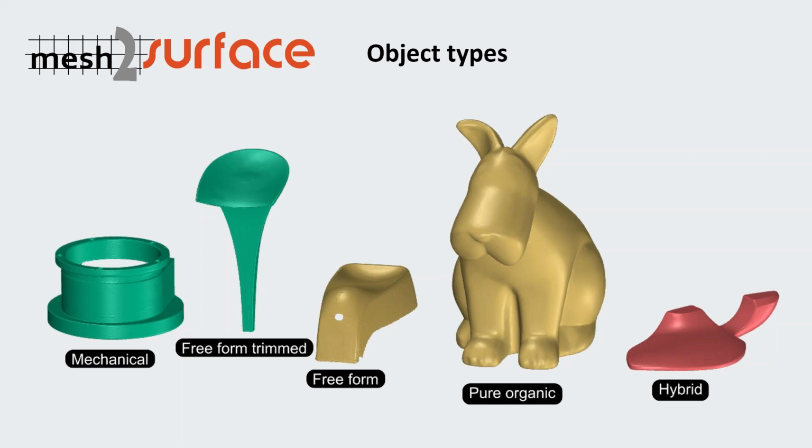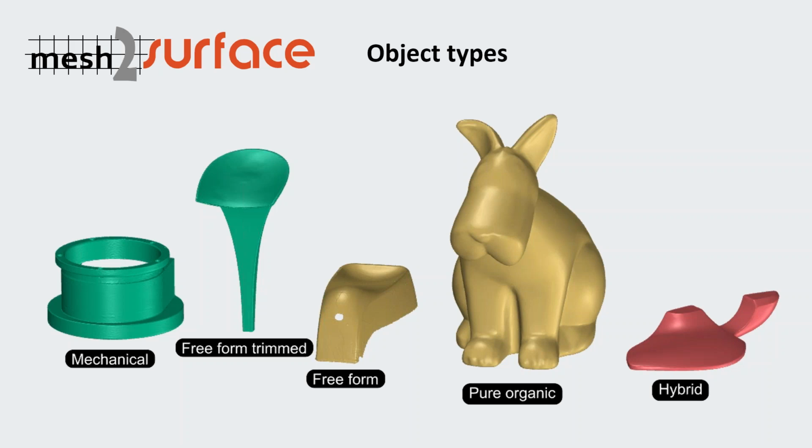The next type of object we identify is pure organic shapes. These are the parts which people scan from objects like clay models or heritage or bas-reliefs, all of them created by hand. For this type of objects, it's very difficult to apply primitives. It's very difficult to create surfaces so you can create transitions between them.